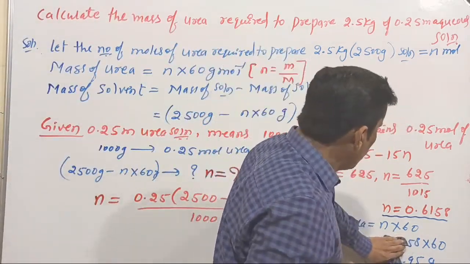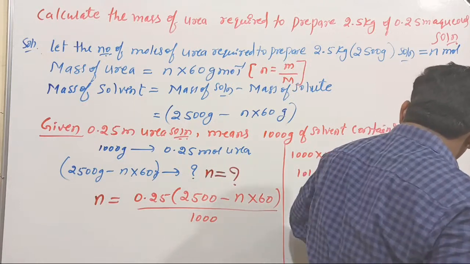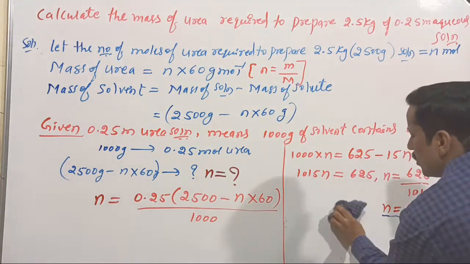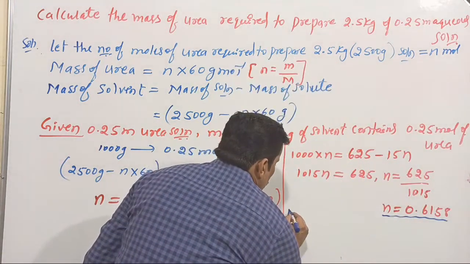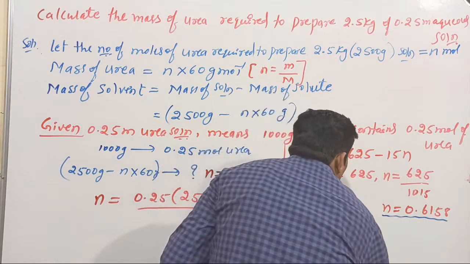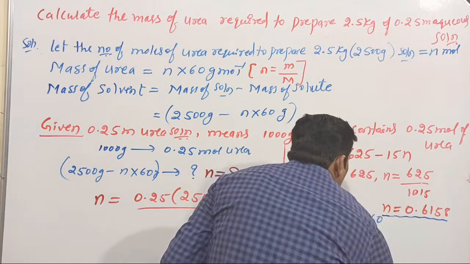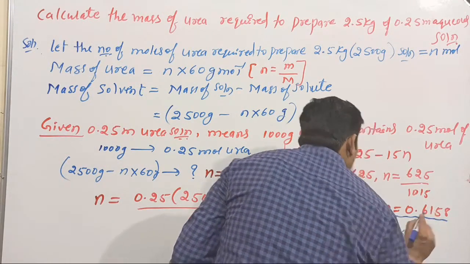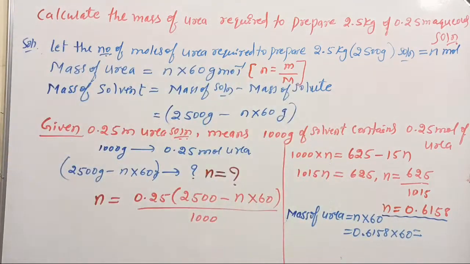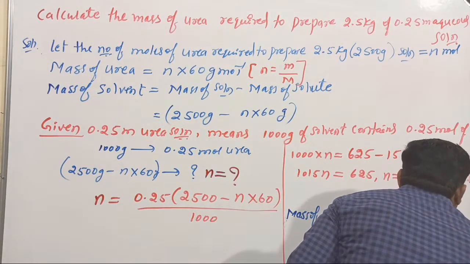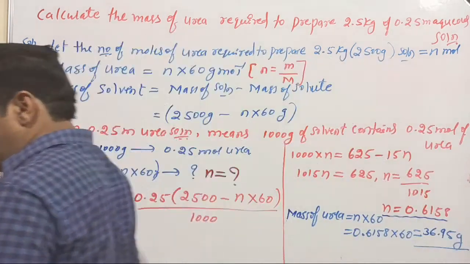Again, this is not visible. I'll take mass of urea this side. Mass of urea is equal to n into 60, that is 0.6158 into 60. Copy fast. That is 36.95 gram.